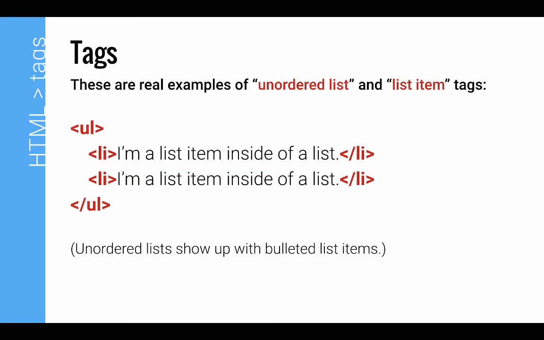Okay, these are real examples of unordered lists and their list items. You have some different types of lists. The most common types of lists are going to be unordered lists and ordered lists. There are also some things called definition lists, but I'm not going to talk about them right now.